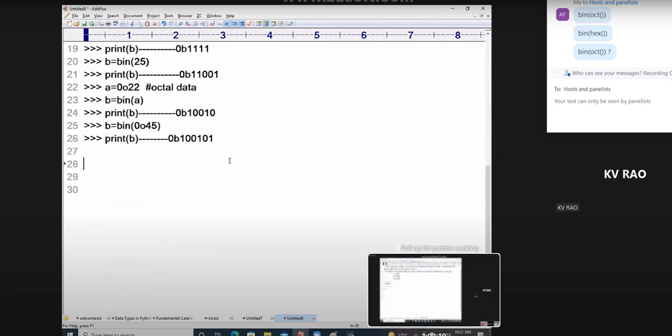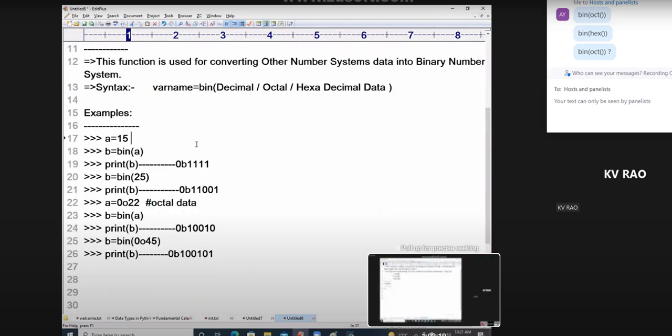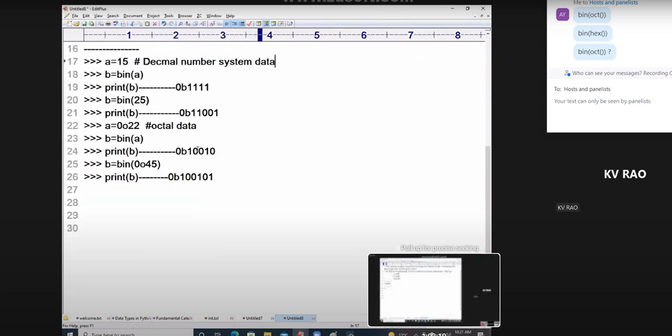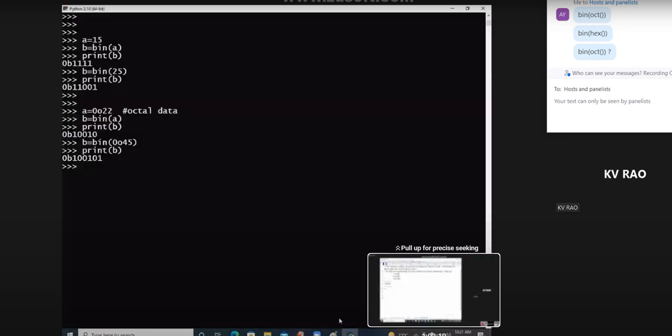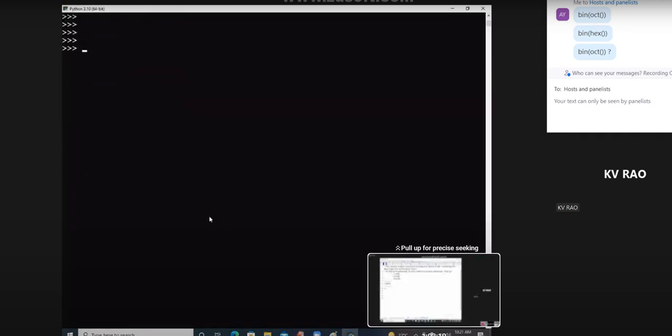Okay, students. This is called which data? Octal data. This is called which data here? Decimal number system data. Similarly, students, I will go for octal also, hexadecimal also. Coming to the point, hexadecimal I want to go for also. Yes, students, please come on to the point.